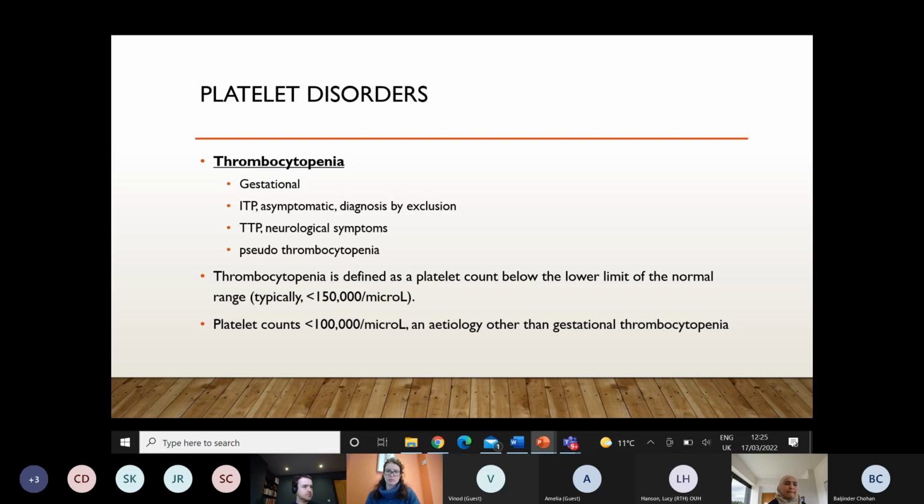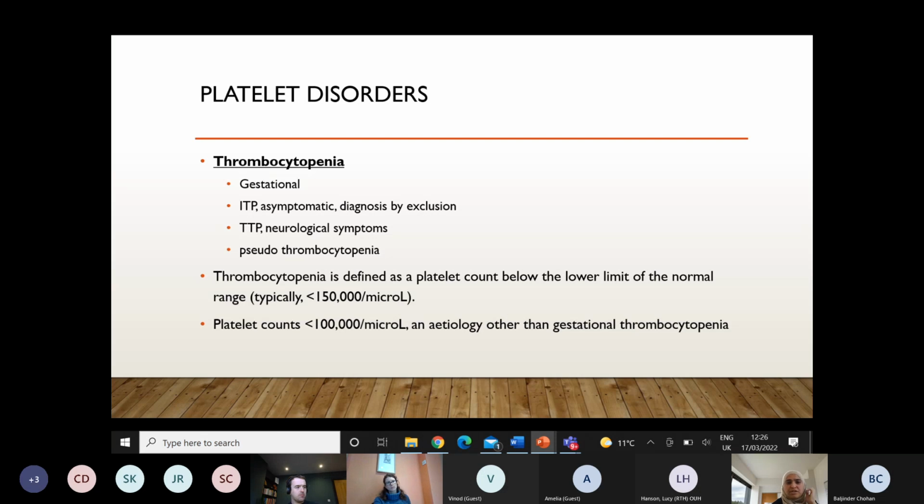But the literature suggests that we see it more commonly in pregnancy. If there is borderline ITP, it becomes more prominent in pregnancy, and this is an autoimmune disease that is more common in women. So that's why we see more of it in pregnancy.